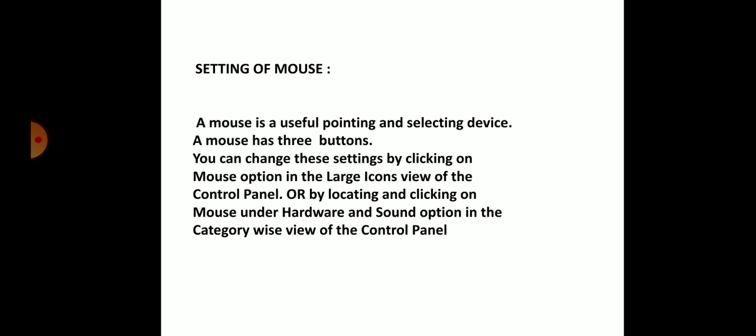You can also change the setting of the mouse. A mouse is a useful pointing and selecting device. A mouse has three options. You can change these settings by clicking on the mouse option in the large icon view of the control panel, or by locating and clicking on mouse under the hardware and sound option in the category wise view of the control panel.